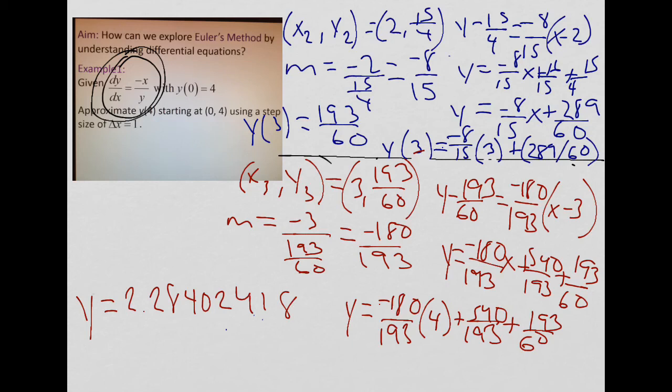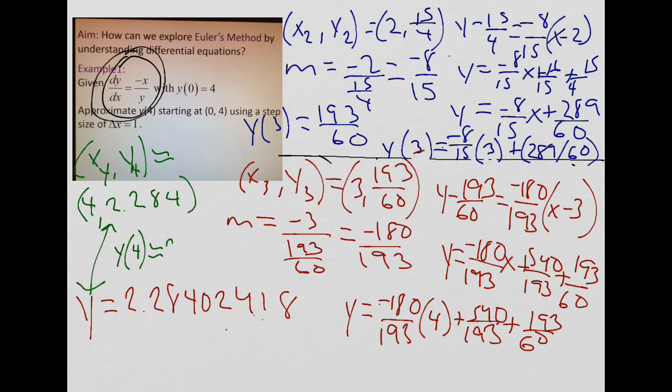So we're going to approximate this, okay? So we're going to say that x sub 4, y sub 4 is approximately 4, 2.284. Always approximate to 3 decimal places. Okay, and if you end up getting this as your answer, that means y of 4 is about 2.284. And believe it or not, that's what we're looking for using Euler's method.